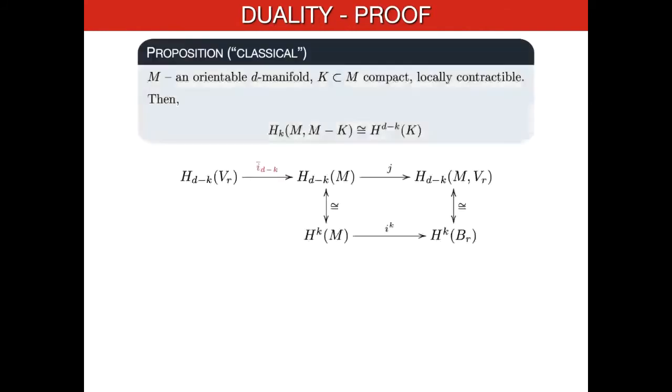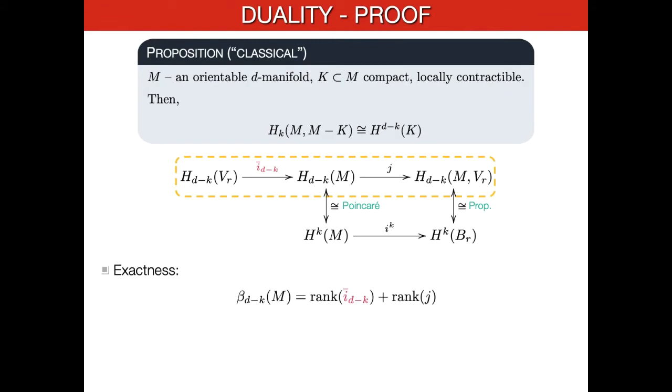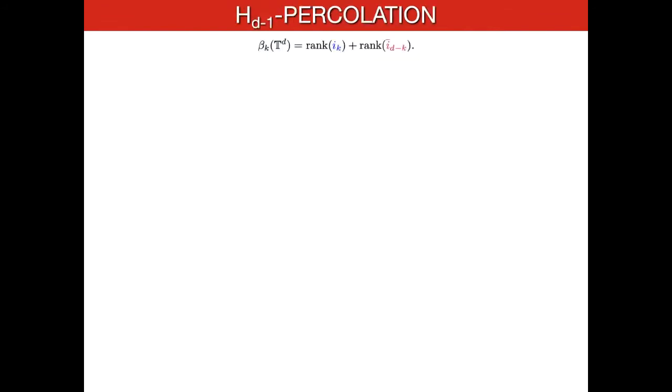Okay. I'm going to skip the proof. It basically uses some kind of Alexander duality and a little bit of diagram chasing, but I'm running out of time, so I'll skip the details. Now, we have this duality telling us that k cycles here prevent d minus k cycles there.